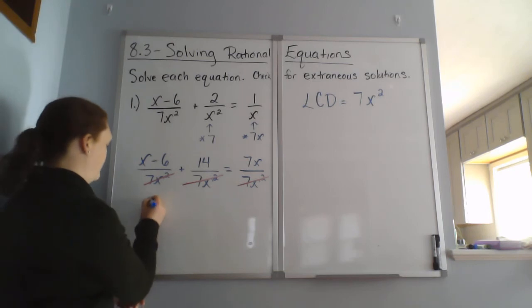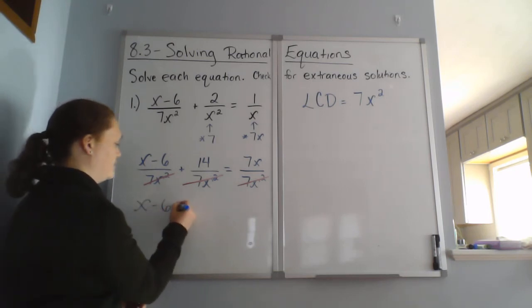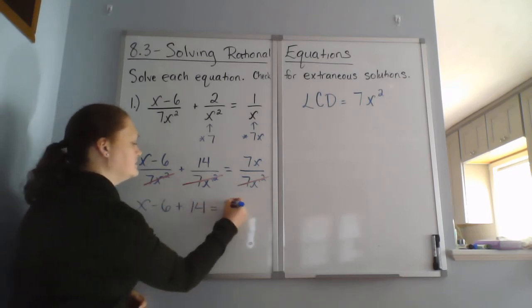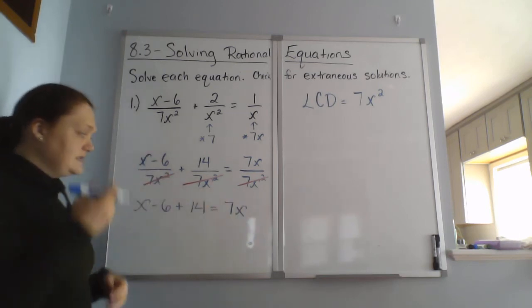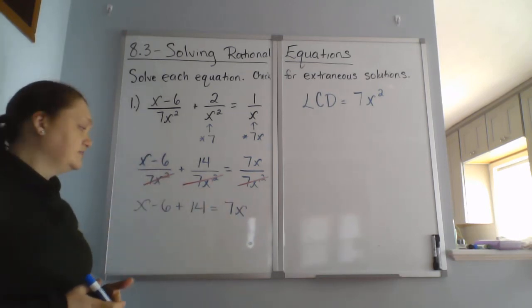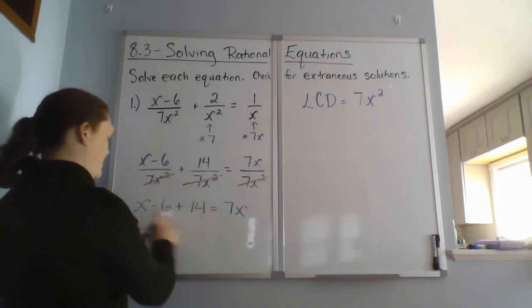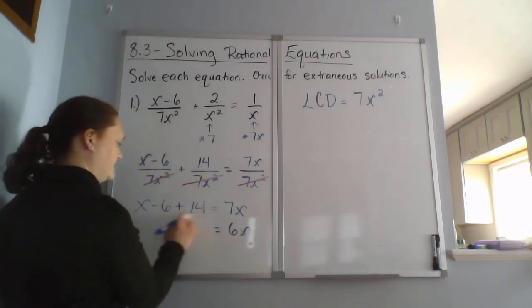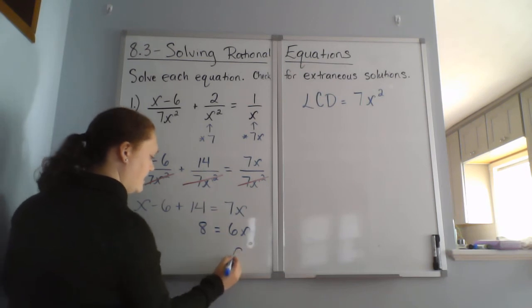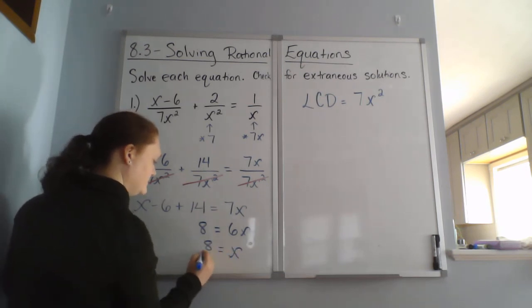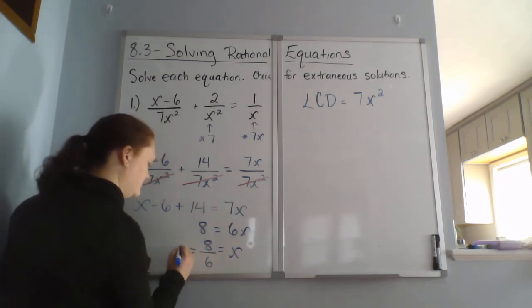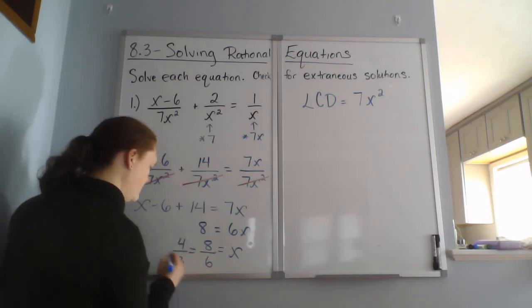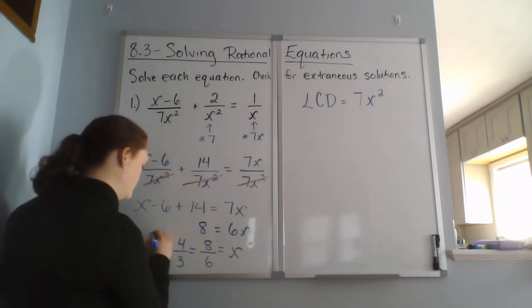And now we just have x minus 6 plus 14 is equal to 7x. A nice, easy equation for us to try to go through and solve. So I'm going to subtract the x to the other side, make this a 6x, combine these like terms to get an 8. And I get x is equal to 8 over 6, which we can reduce down to 4/3. So we have x equals 4/3.